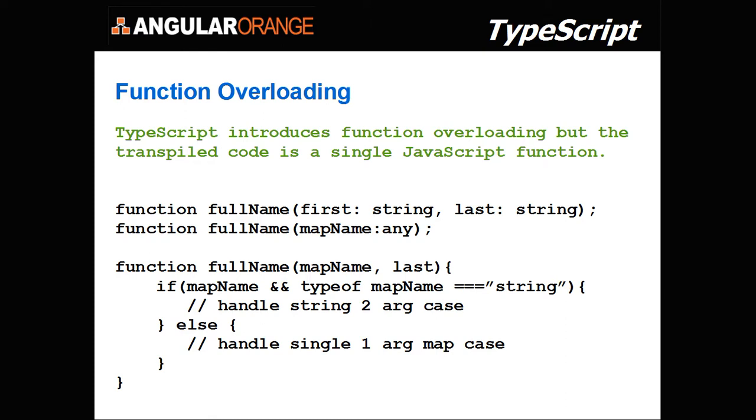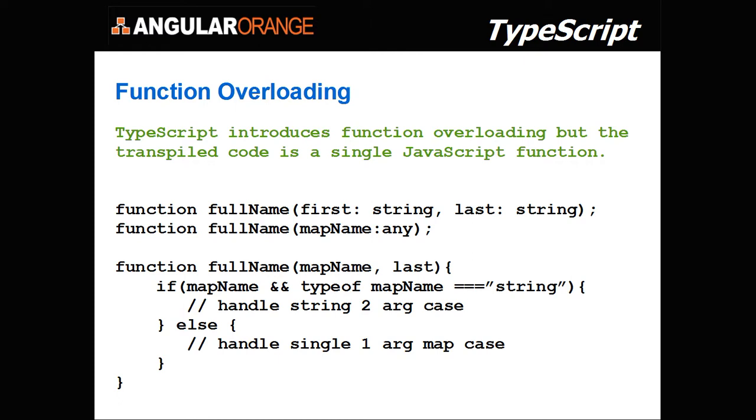Okay, function overloading. TypeScript introduces function overloading, but the transpiled code is a single JavaScript function. So if you have 2 functions, fullName with 2 arguments and fullName with a map, you have to define the method so it supports both callable APIs.